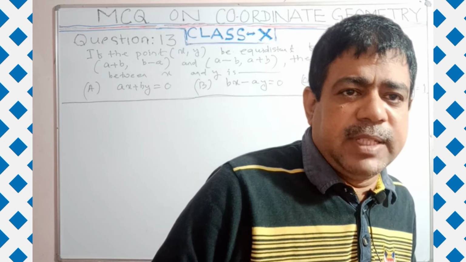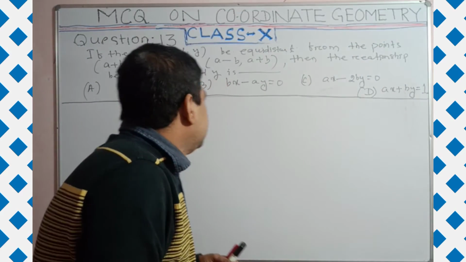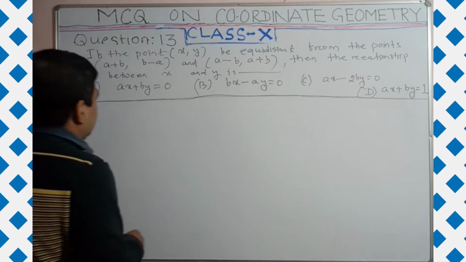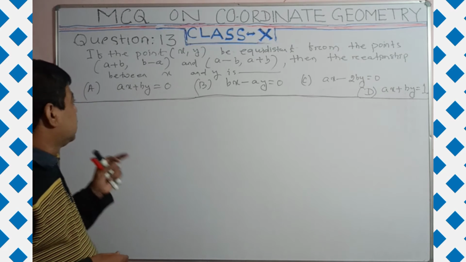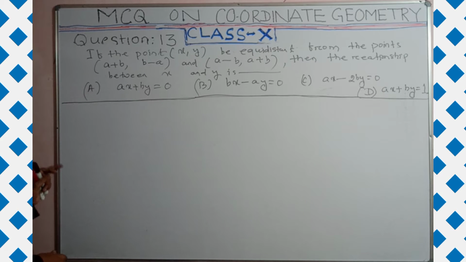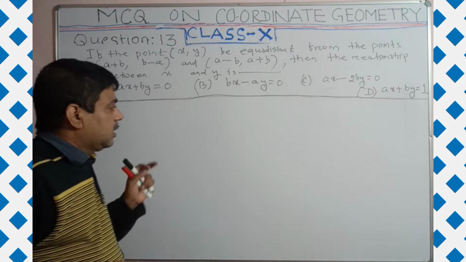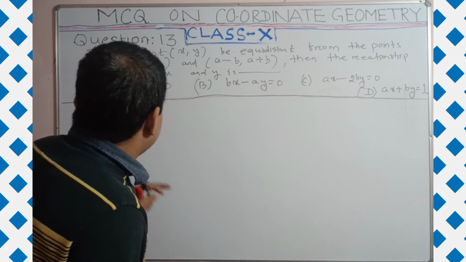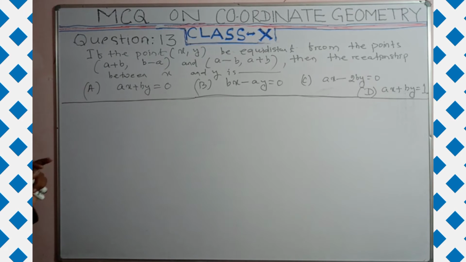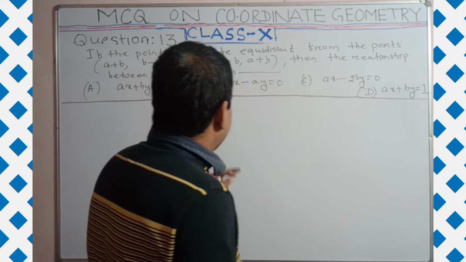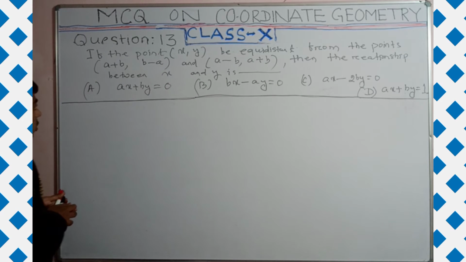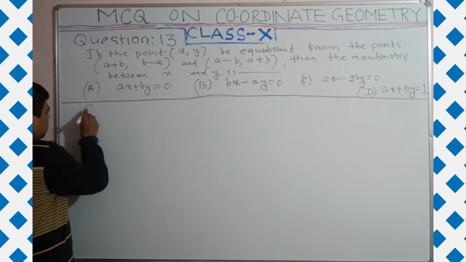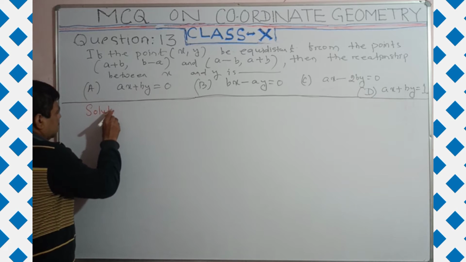Student, next question I am discussing here, question number 13 for you. The question is: if the point whose coordinate is (x, y) is equidistant from the two points with coordinates (a+b, b-a) and (a-b, a+b), then the relationship between x and y is: option A, ax + by = 0; option B, bx - ay = 0; option C, ax - 2by = 0; and option D, ax + by = 1. Here a point is equidistant from the two given points. We have to find the desired relationship between x and y.